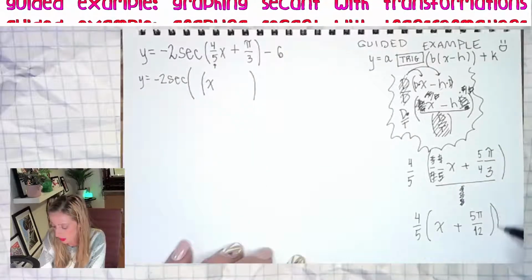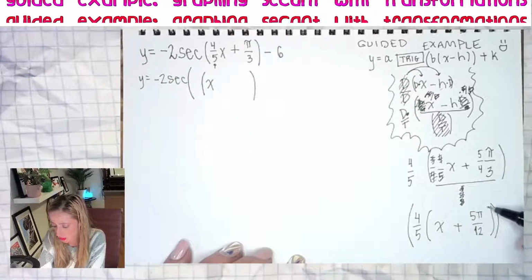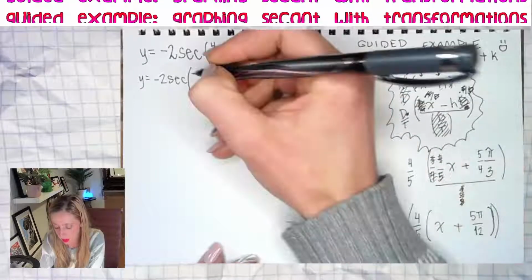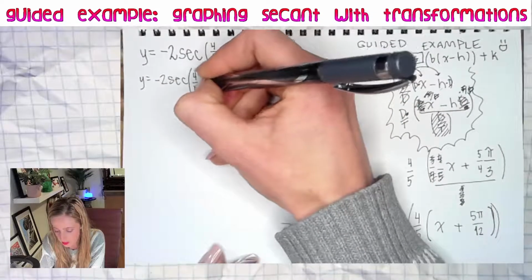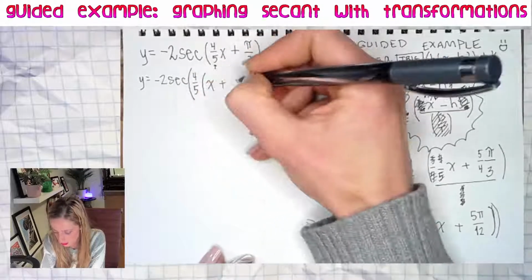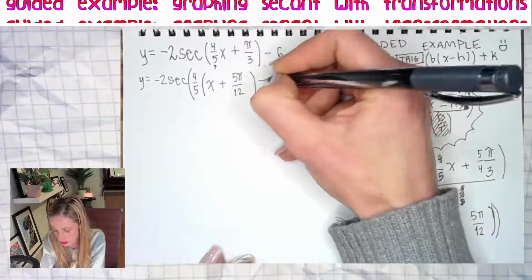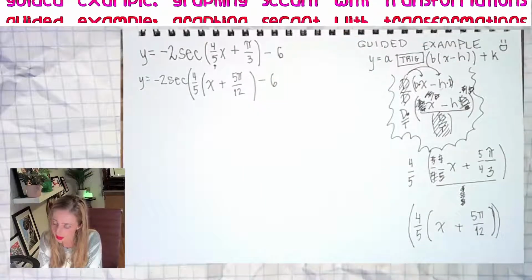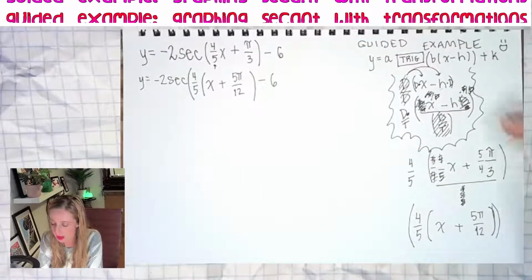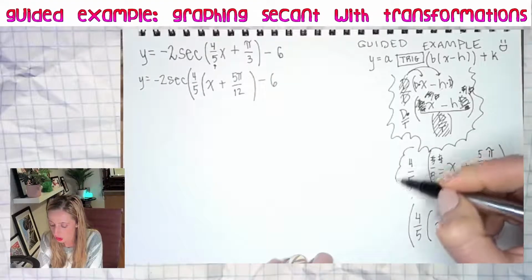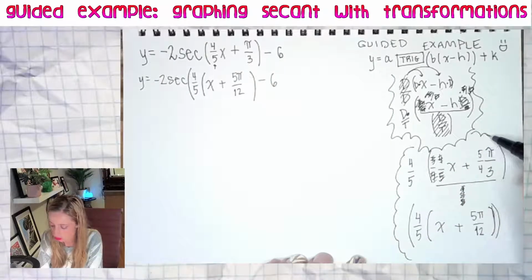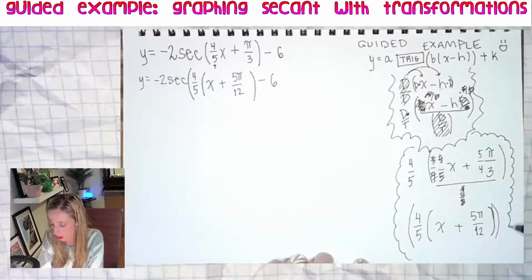Okay? And then this whole package gets its own parentheses placed right after secant. So here I have my 4/5 x plus 5 pi over 12, and minus 6. That really wasn't so bad, I promise. Again, if you liked option 2, you can do that. Just go back and look it up if you don't remember how.